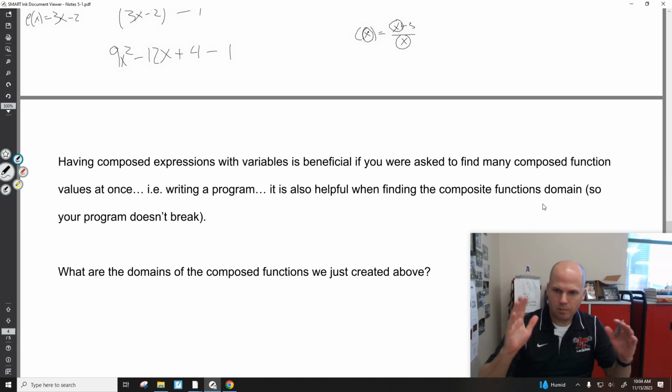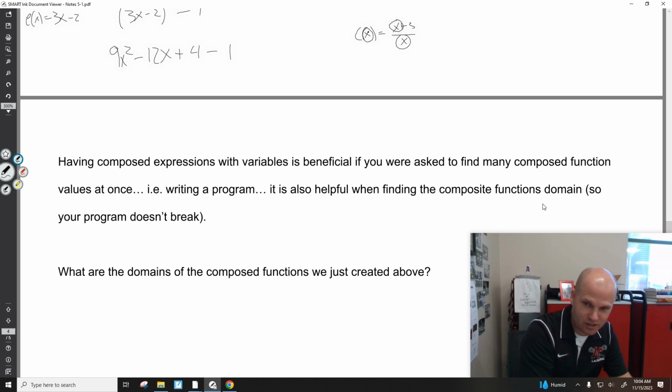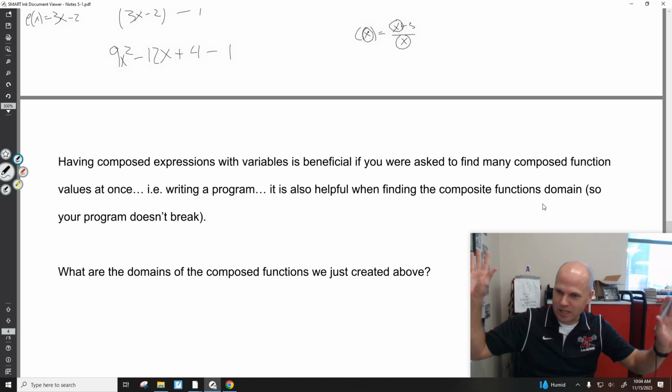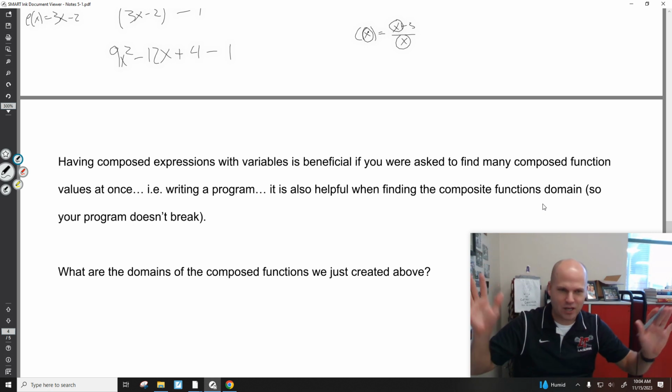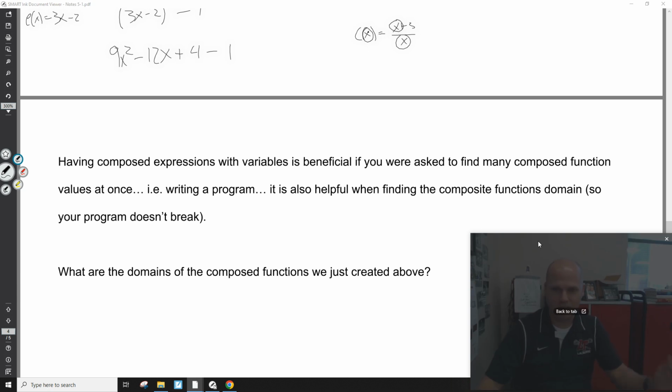Domain, making sure that if somebody on their keyboard accidentally types in 2, before you enter it into the program, your program is going to be like, you're not allowed to plug in 2. 2's not in the domain. It's going to break my code. We don't want to do that. That's the idea behind paying attention to domain.